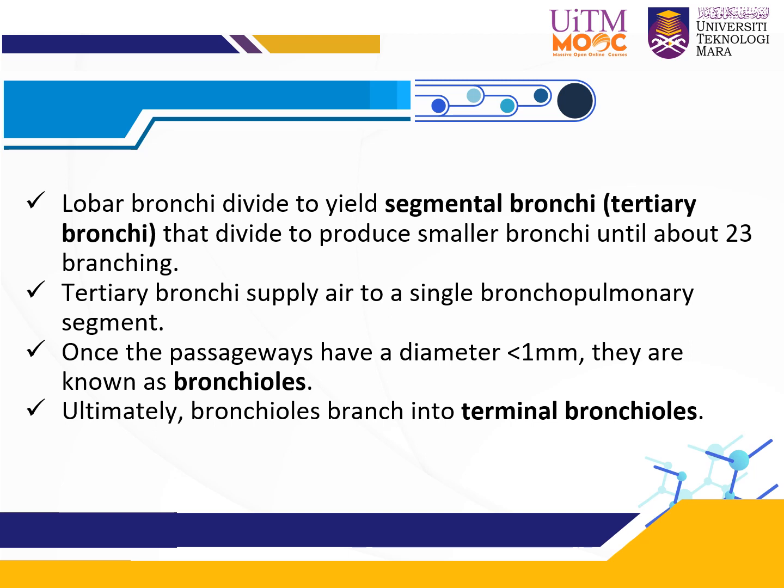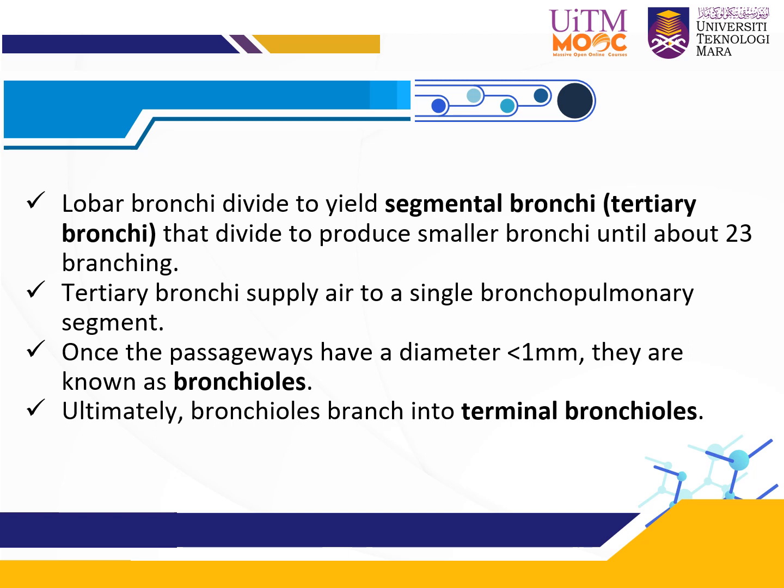The lobar bronchi further divide to yield segmental bronchi, which are known as tertiary bronchi, that divide into smaller bronchi until about 23 branchings. The tertiary bronchi supply air to a single bronchopulmonary segment. Once the passageways have a diameter of less than 1 millimeter, they are known as bronchioles. So bronchi go into bronchioles.